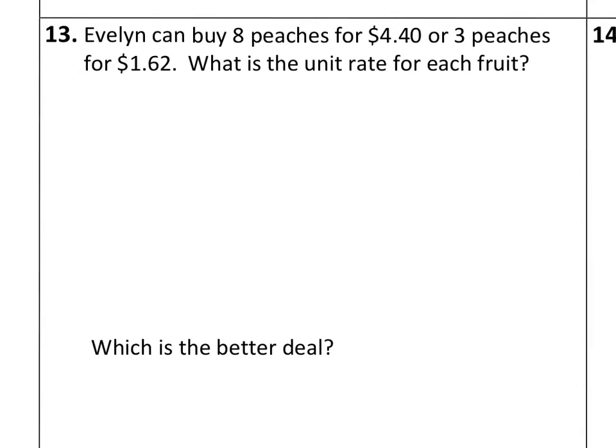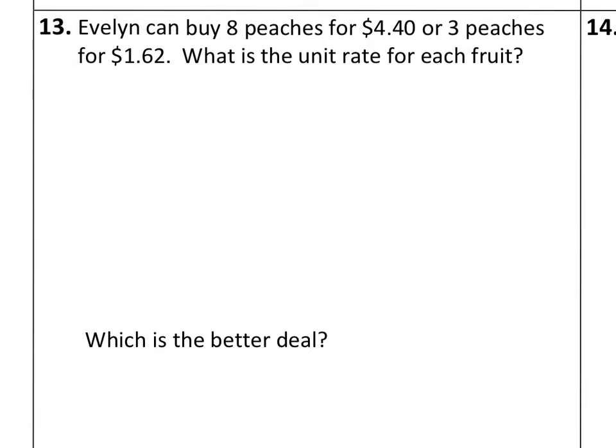Number 13, Evelyn can buy 8 peaches for $4.40 or 3 peaches for $1.62. What is the unit rate for each? For unit rate, we're finding 1 of something, the cost of 1 peach.